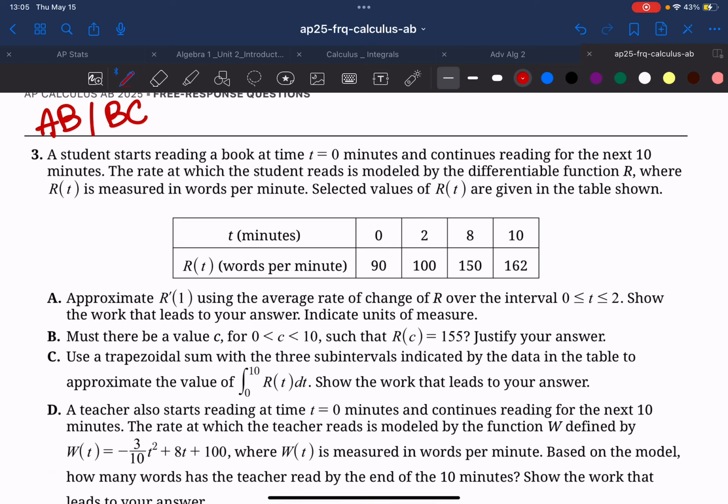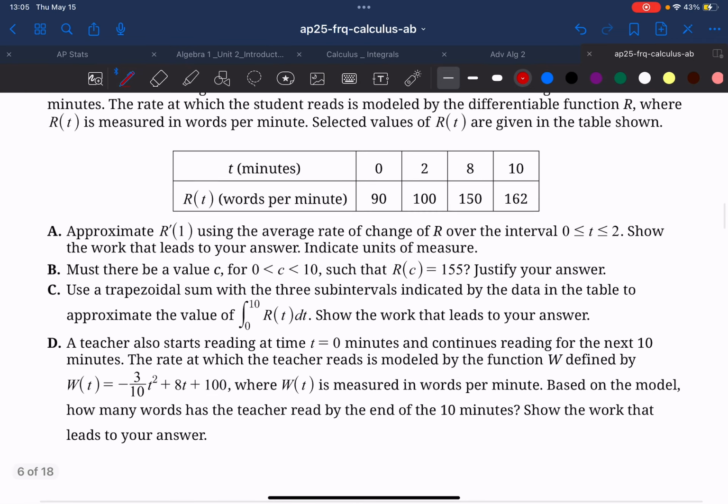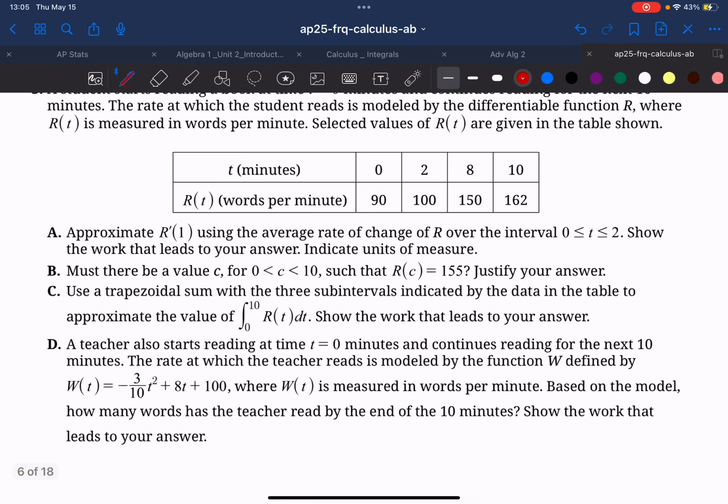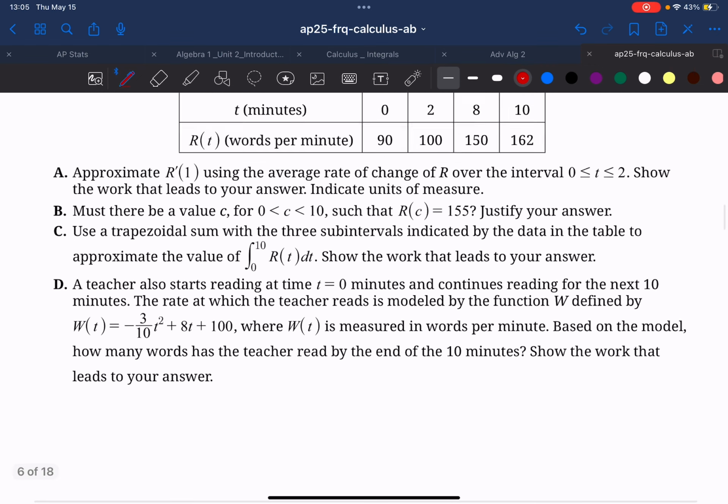So number 3 says a student starts reading a book at time t equals 0 minutes and continues reading for the next 10 minutes. The rate at which the student reads is modeled by the differentiable function r, where r of t is measured in words per minute. Selected values of r of t are given in the table shown. Part A says approximate r prime of 1 using the average rate of change of r over the interval 0 ≤ t ≤ 2. Show the work that leads to your answer and indicate units of measure.